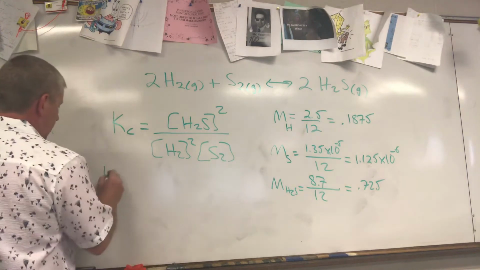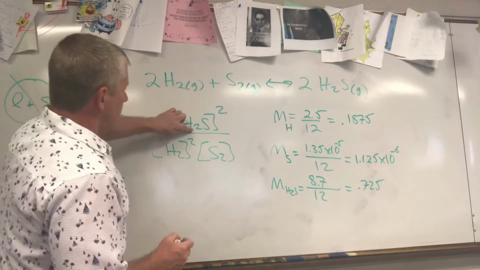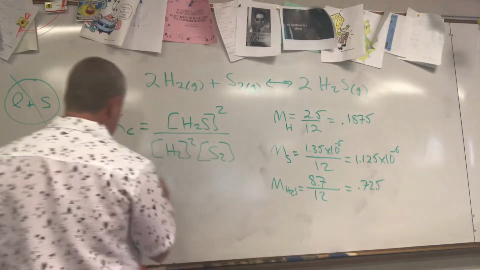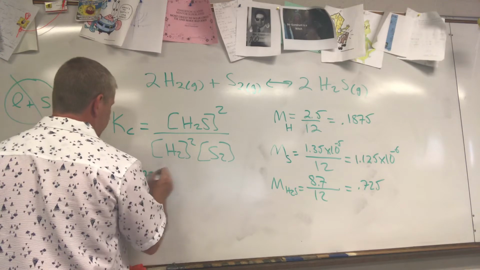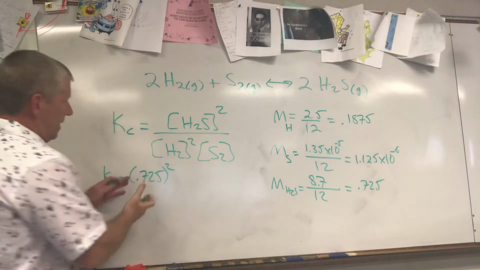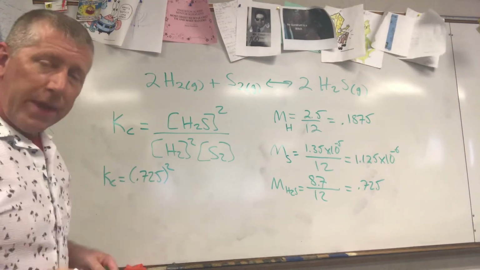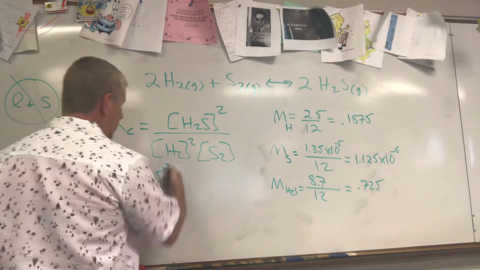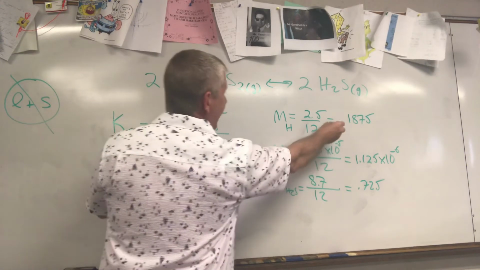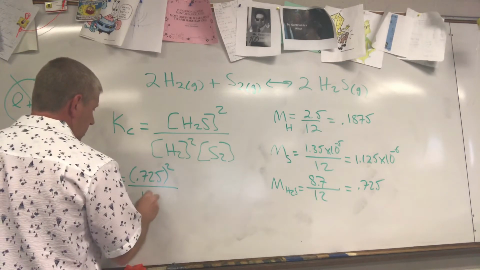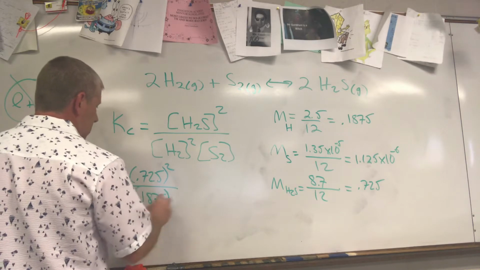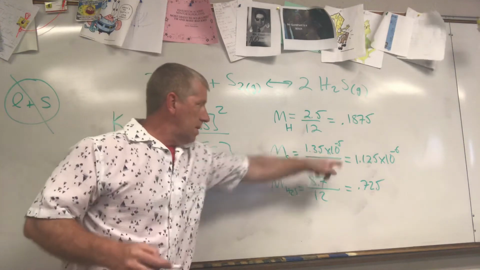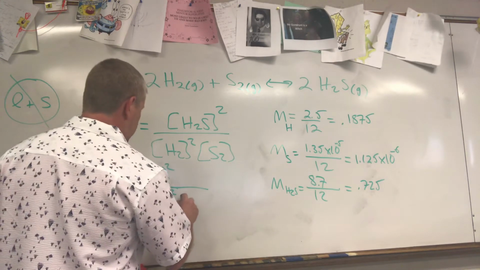All right, so Kc equals hydrogen sulfide. Be careful, make sure you put the right one in the right spot. Hydrogen sulfide is 0.725. Once I start doing the math and I put things in, I get rid of the square brackets. I just put regular, good old, high-quality, made-in-America curved brackets. And down here on the bottom, the hydrogen is 0.1875, and that's squared. And then don't forget to multiply by the concentration of the sulfur, which is not squared. Nothing there, no exponent.